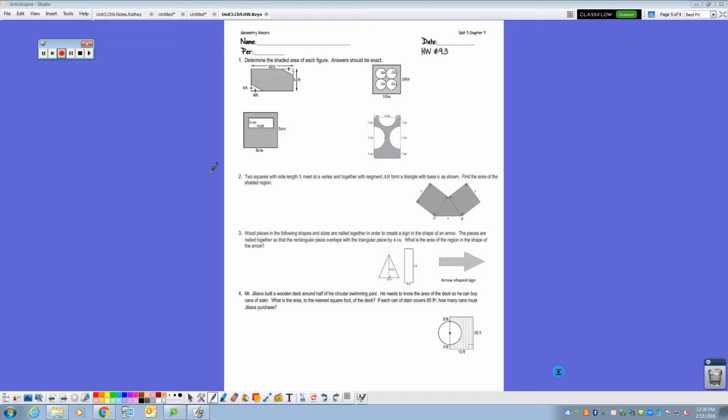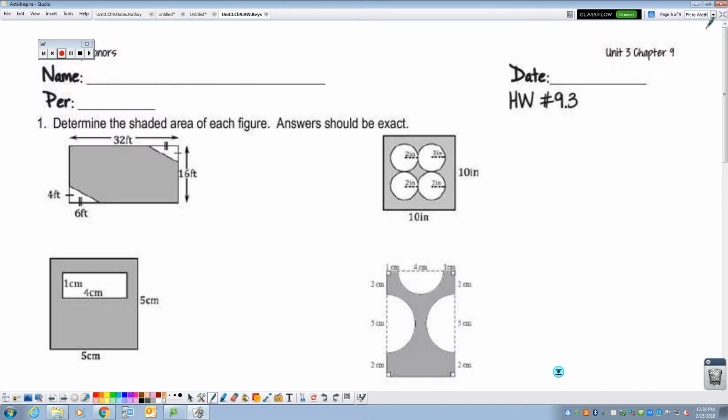I'm not going to give you solutions to homework 9.3, but maybe some tips that could help get you started in case you're stuck. They want the area of the shaded figure. In example 1, that's kind of a funky shape. We don't know how to get the area of that shape. However, we do have this rectangle, and we can get that area.